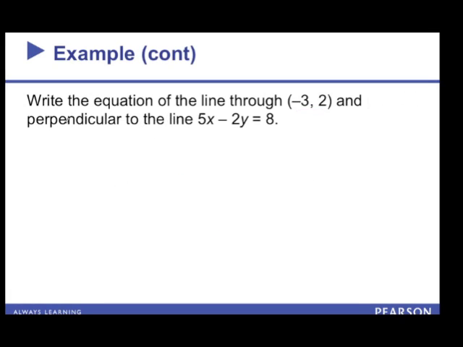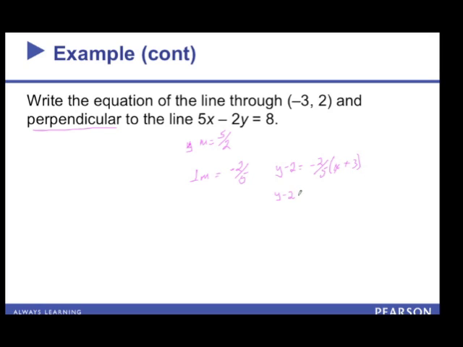Now we want to write the equation of the line that goes through negative 3, 2. Now we want it perpendicular. So we already know that the slope of this line was 5 halves. It's the same line we had before. So the perpendicular slope will be negative 2/5, the negative reciprocal. Now we can have y minus 2 equals a negative 2/5 times x minus a negative 3, so plus 3.